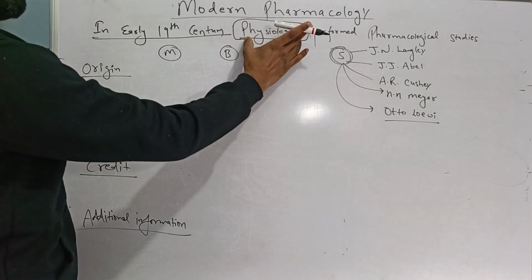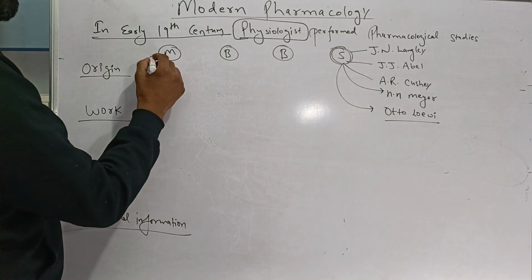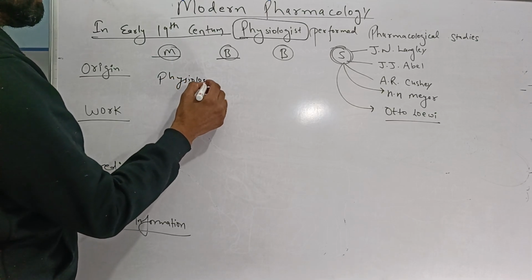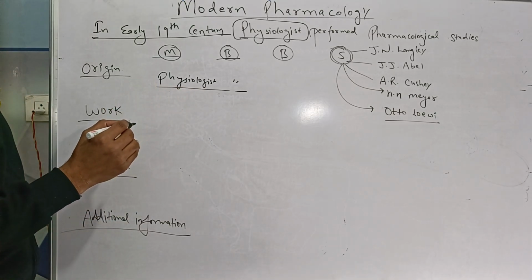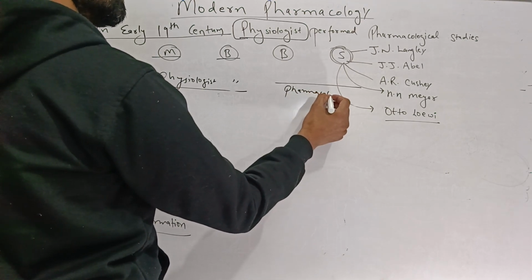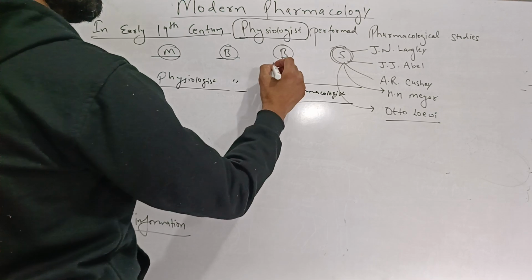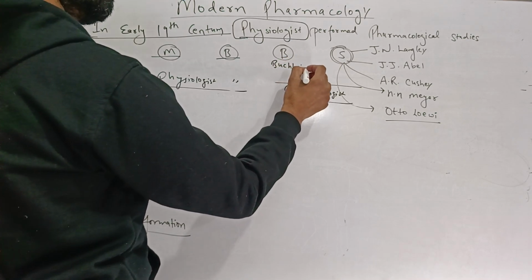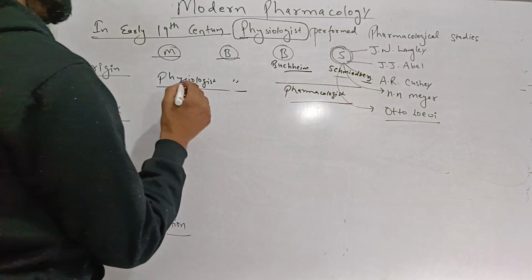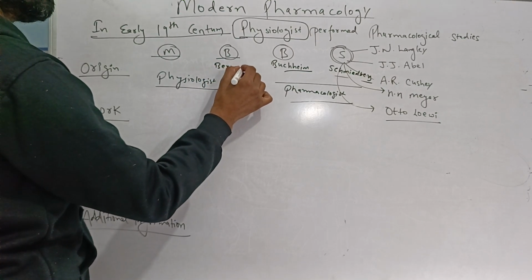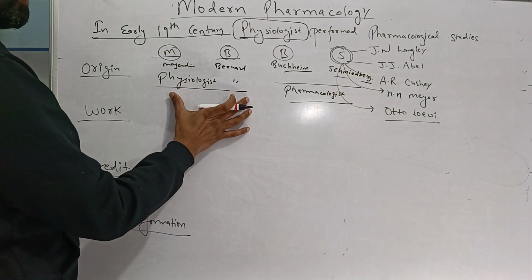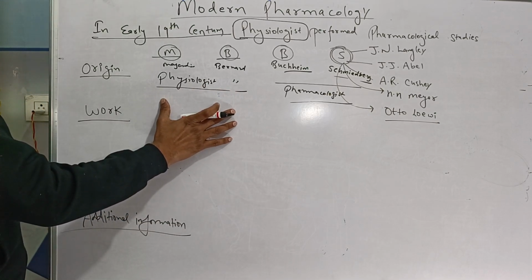So who were these physiologists who performed pharmacological studies? Magendie and Bernard. These two were the physiologists. And these two were the true pharmacologists, that is your Buchheim and Oswald Schmiedeberg. And this is your Bernard and Magendie. So these were early physiologists who performed pharmacological studies.